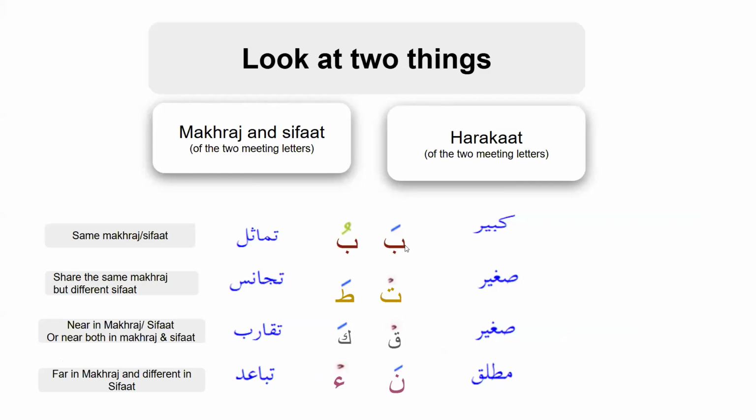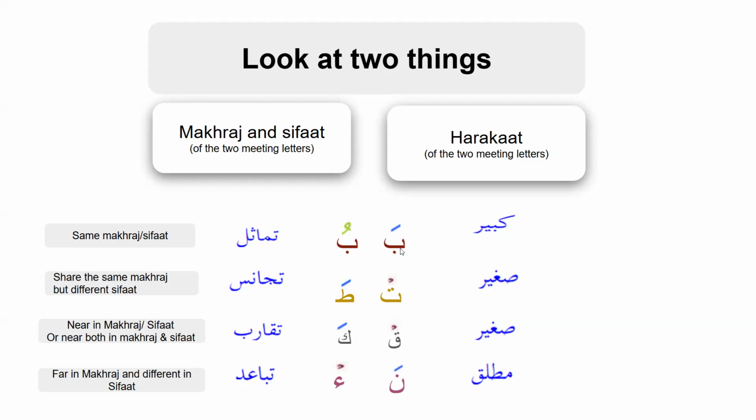So after you determine the two meeting letters or the two neighboring letters, then to determine the relationship of those meeting letters, you need to look at two things. First, look at the harakat on those two letters. Then look at the makharij and the sifat of those two letters. So for example, if we take the letter ba, I'm writing here only the letters, not the words, so that we can focus on the two meeting letters only.